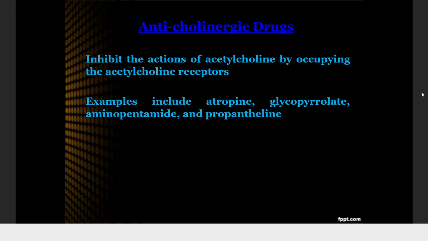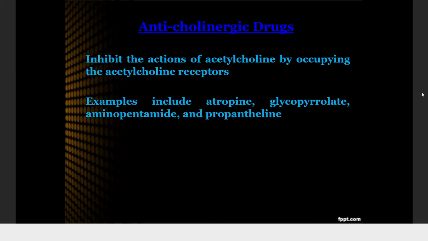For example, if the guys, the boys, see girls, it is normal that they have hypersialism, drooling. So give atropine to reduce the production of saliva when seeing girls.